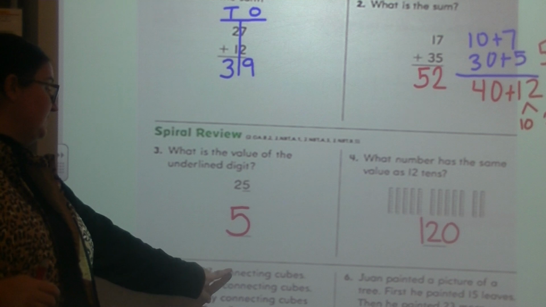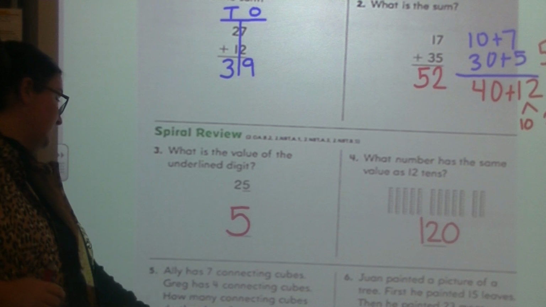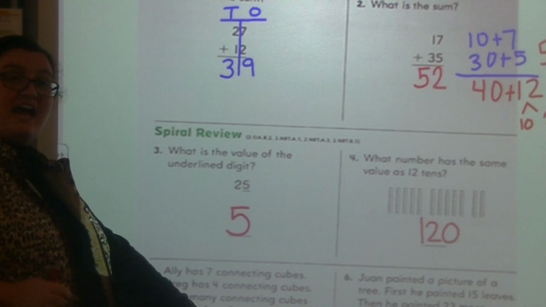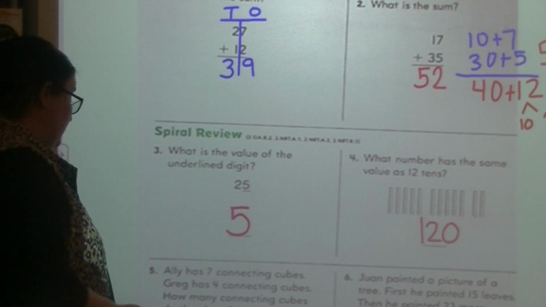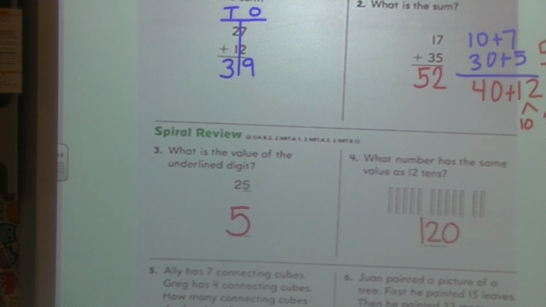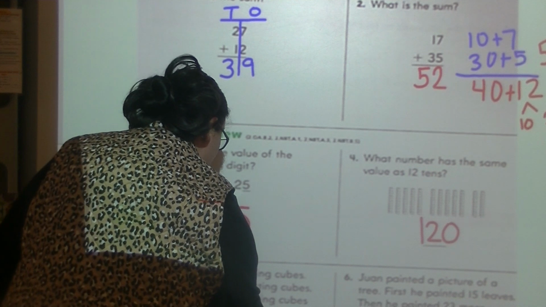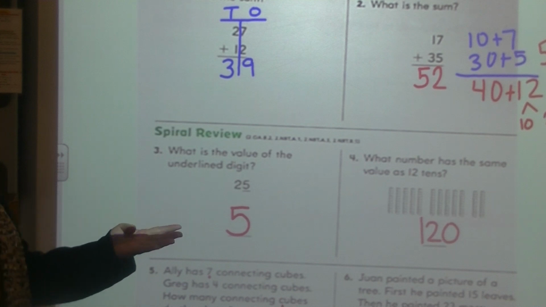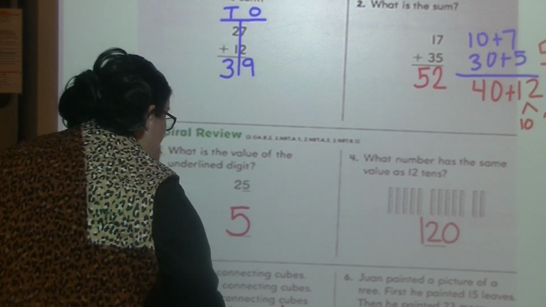Allie has 7 connecting cubes. Greg has 4 connecting cubes. How many connecting cubes do they have? All right, what's our keywords? Do they have? What are we going to do? Add. What's 7 plus 4, guys? 7, 8, 9, 10, 11. 11 cubes.